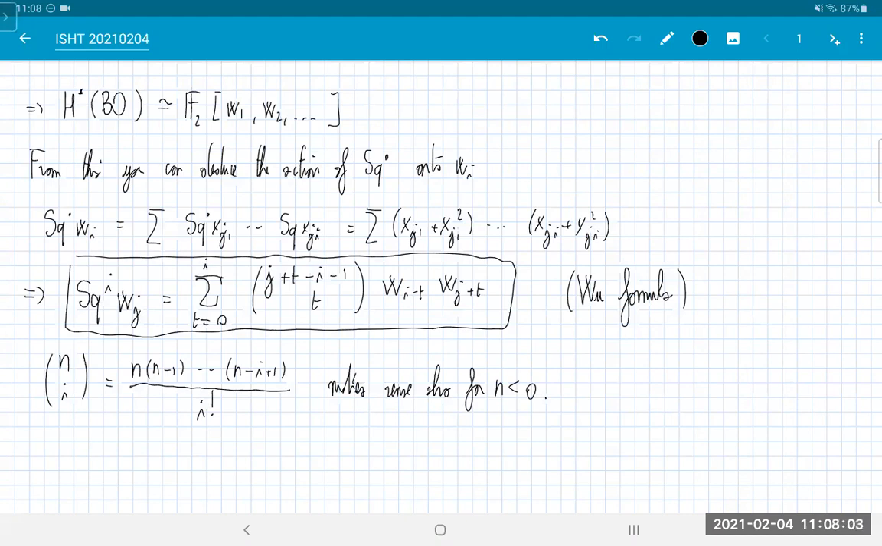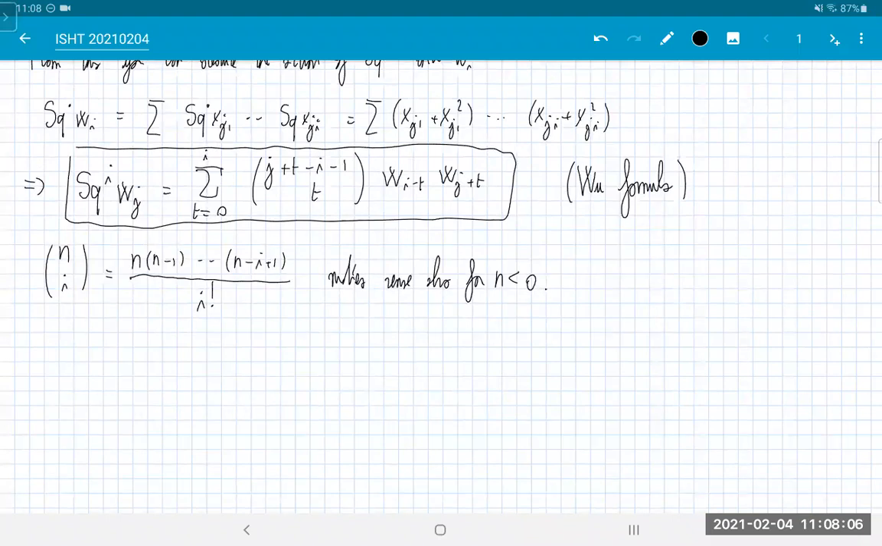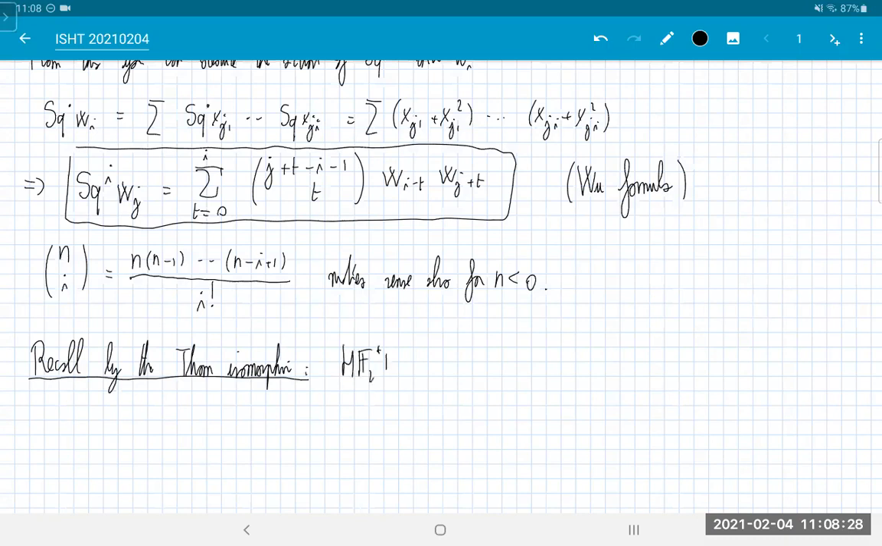Because I'm going to claim that now we have also the cohomology of MO, which was what we wanted. Because now recall, by the Thom isomorphism, HF2 MO is, sorry, it's a free module of rank 1 on HF2 star sigma infinity BO plus.